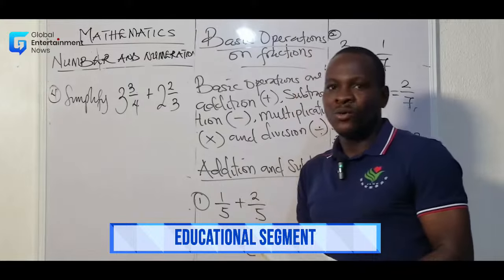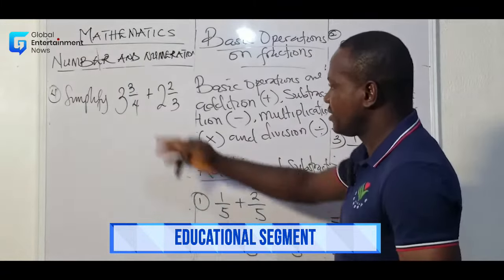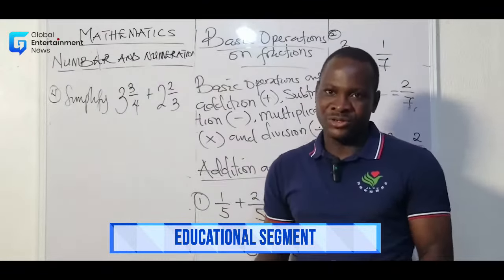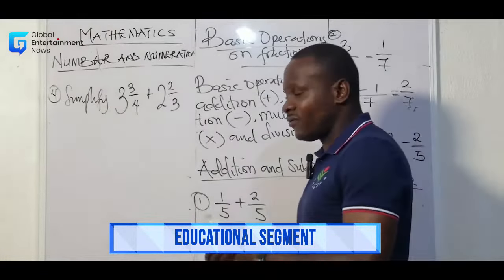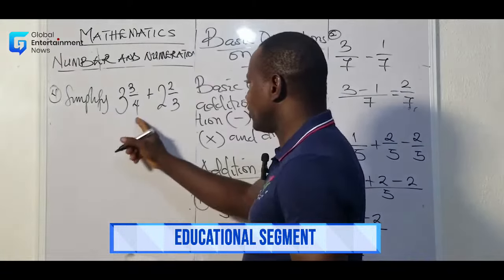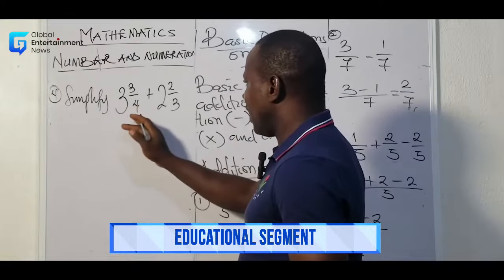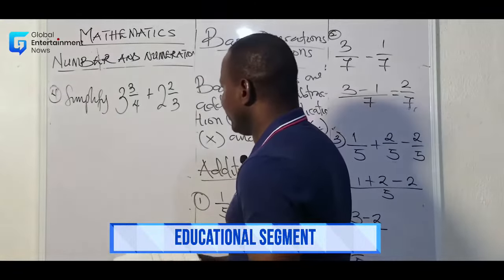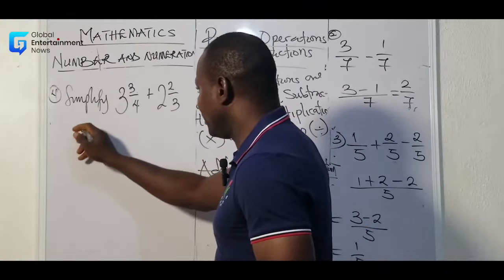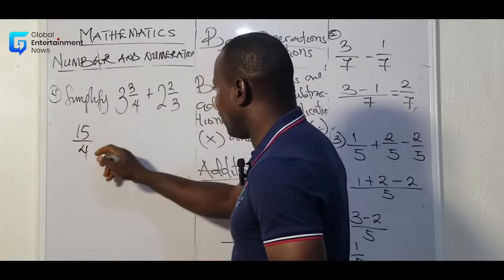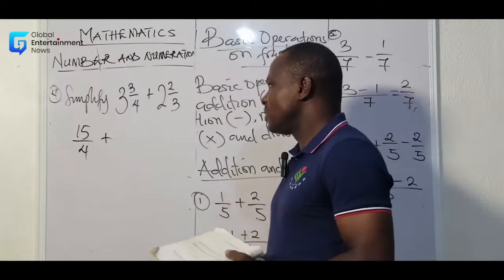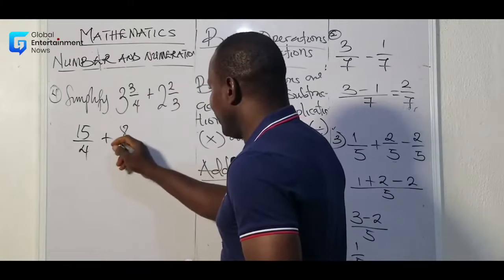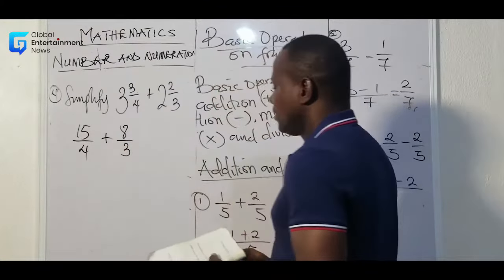If you could remember, we can change our mixed fraction to an improper fraction, like we've done in the first concept. So what do we need to do? Let's turn this one. We can say 4 times 3, that will give us 12. Then 12 plus 3, that will give us 15 all over 4. Then plus 3 times 2, that will give us 6. Then 6 plus 2, that will give us 8 all over 3.